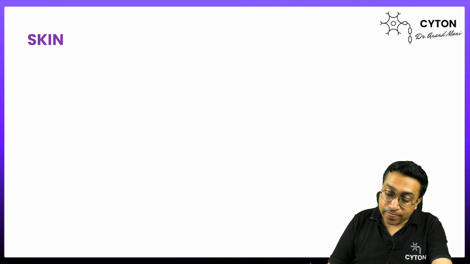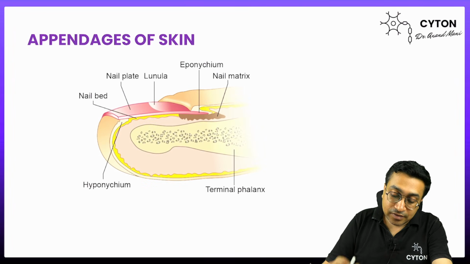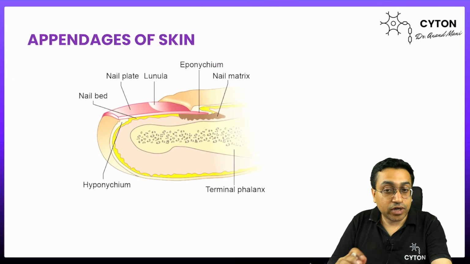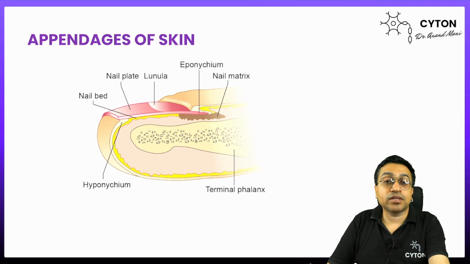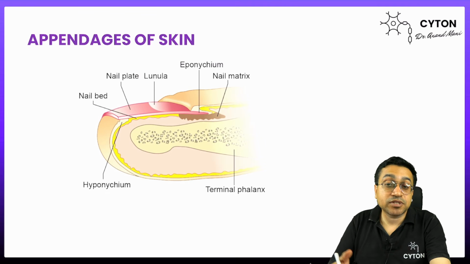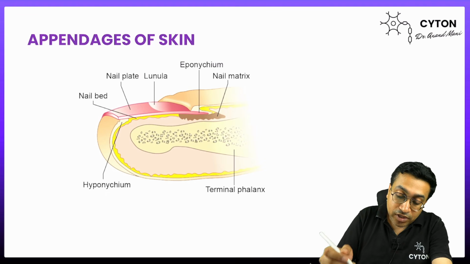Okay, then we come on to the skin appendages. In this, let us see this image. So appendages we have already listed. What are those? That can be the hair follicles, hair, nails, sebaceous glands, eccrine sweat glands, apocrine sweat glands. So talking about the nails first.